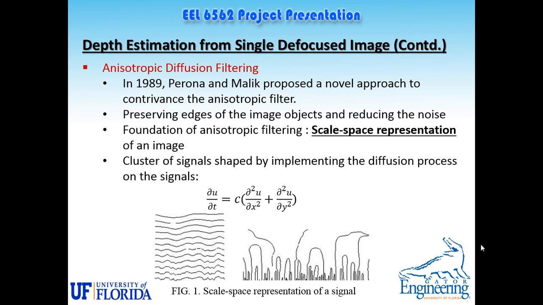This is basically a cluster of signals shaped by implementing the diffusion process on the signals. The equation for the diffusion process is given over here, which is delta u by delta t equals c times delta square u by delta x square plus delta square u by delta y square. This equation will be explained later in the presentation. And following that equation, we have the scale space representation of a signal, a figure. The bottom signal is the original signal, and we apply the diffusion process to smooth it out at various times t.